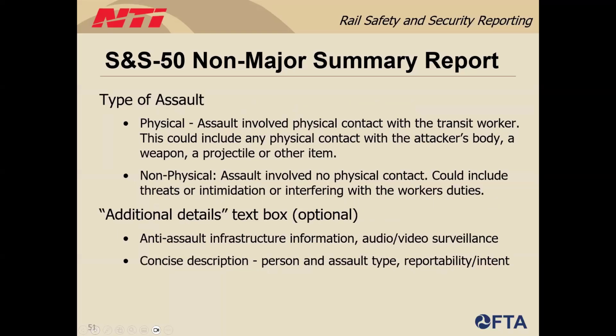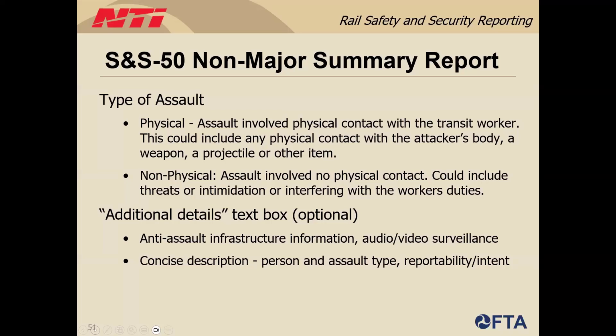There are two terms used to collect the assault type. These terms classify the assault as either physical or non-physical. In a physical assault, the assailant makes the physical contact with the worker by body, by an object, a weapon, or any projectile. Projectiles may include bullets, liquids, saliva, or any other substance.